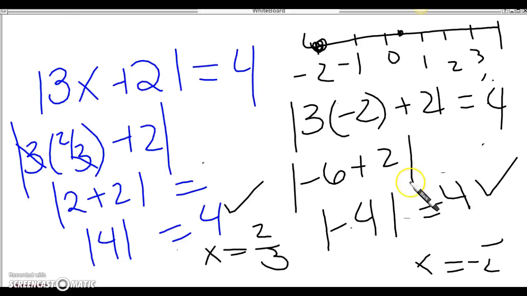So you see how it can work. I can plug in 2 different x values, and I still get 4 when I'm taking the absolute value.